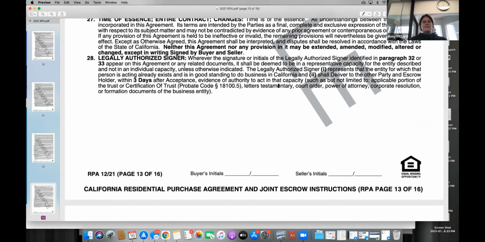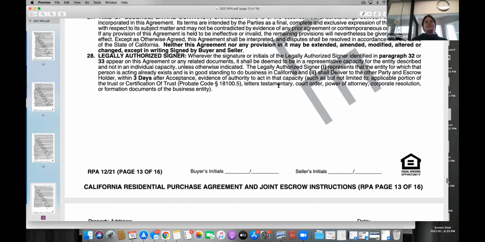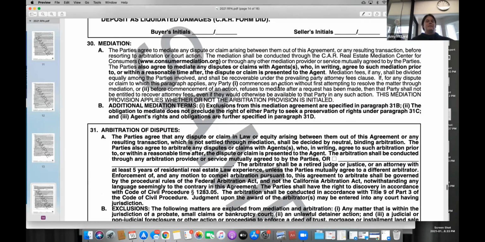Legally authorized signer. Wherever the signature or initials of the legally authorized signer identified in paragraph 32 or 33 appear in this agreement or any related documents, it shall be deemed to be representation in a representative capacity for the entity described and not in an individual capacity unless otherwise indicated. The legally authorized signer represents that the entity for which that person is acting already exists and is in good standing to do business in California, and shall deliver to the other party and escrow holder within 3 days after acceptance evidence of authority to act in that capacity, such as, but not limited to, applicable portion of the trust or certificate of trust, letters testamentary, court order, power of attorney, corporate resolution, or formation documents of the business entity. Okay.